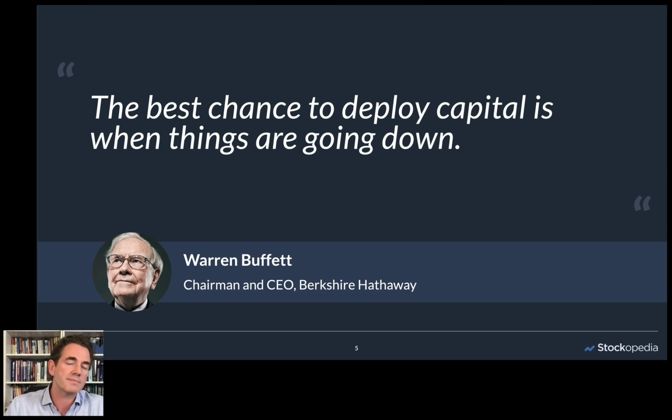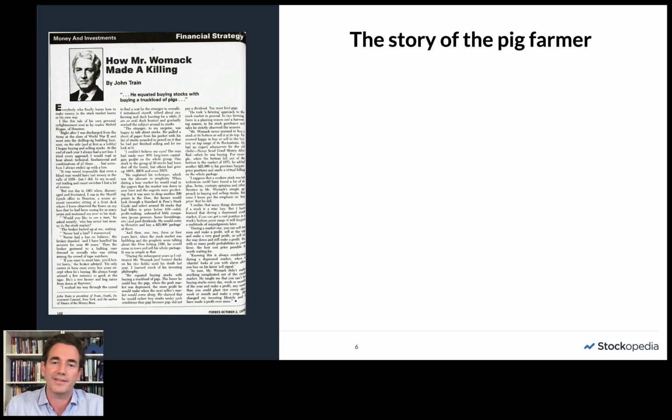Now, I'm not saying the market's bottomed, I'm not going to try and time the market or anything, but it's worth bearing in mind and having that confidence that if you can find things that are very, very good value, you can actually create very good wealth. And I have a really good story about that. There's a story of a pig farmer, and this is a wonderful tale from Forbes in 1978.